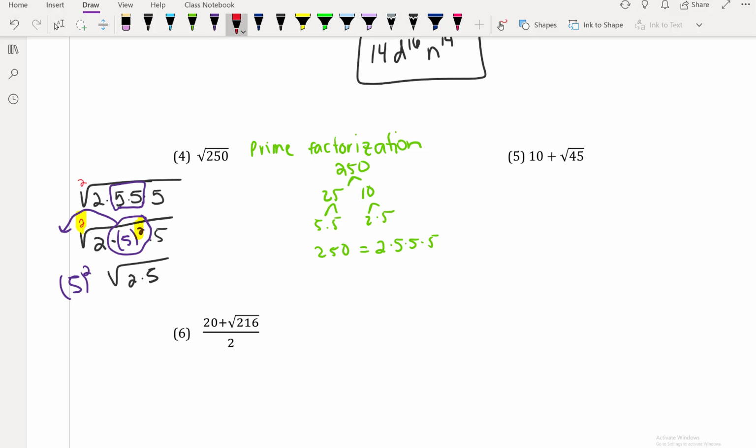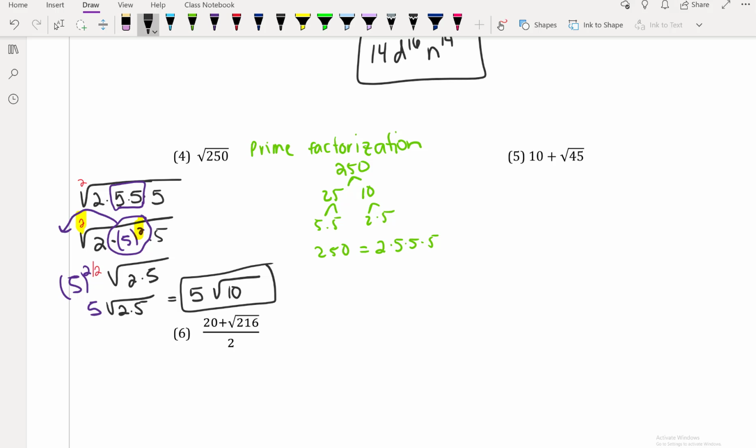And it's going to be divided by my index of 2. So now I have a 5 square root of 2 times 5, and what's 2 times 5? 2 times 5 is 10. So my final answer there is going to be 5 square root 10. So 5 square root 10 is my final answer.